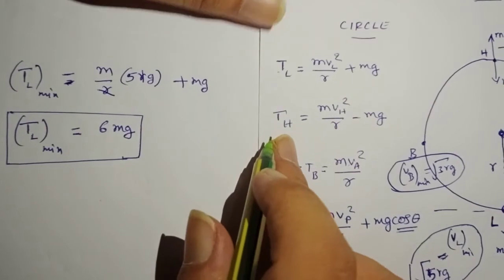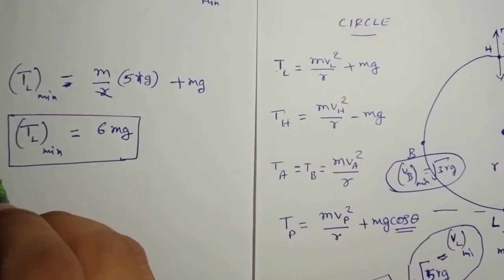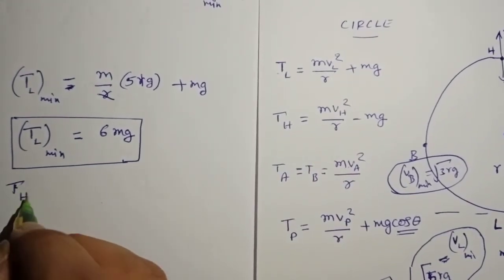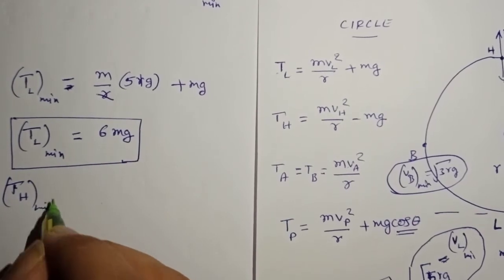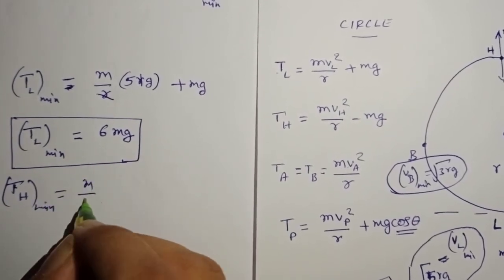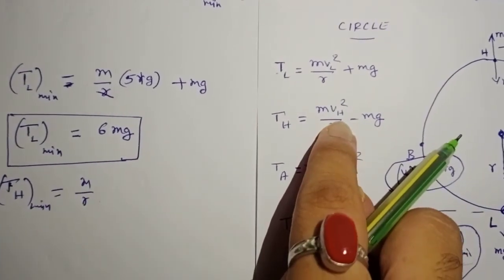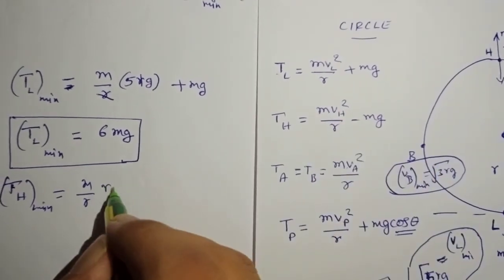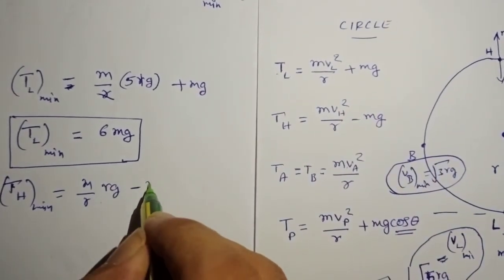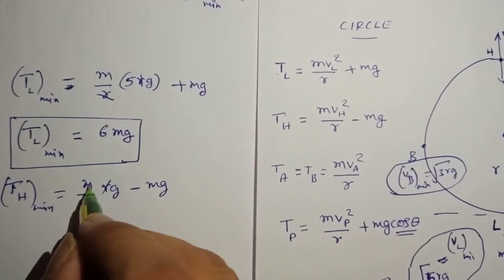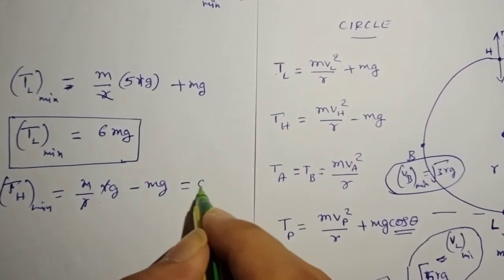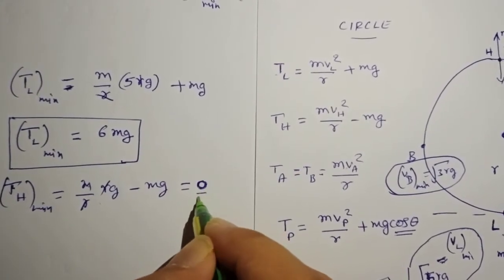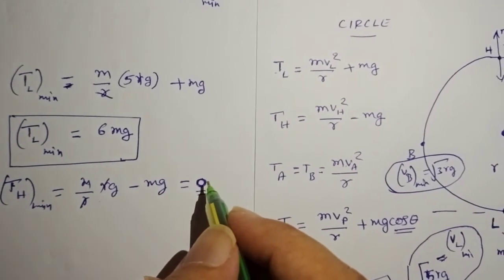Similarly you can calculate TH minimum, which is equal to M by R into VH minimum whole square. Square root of RG whole square is RG, minus mg. R and R get cancelled. Mg minus mg will be equal to 0. At the highest point the minimum tension can be 0.